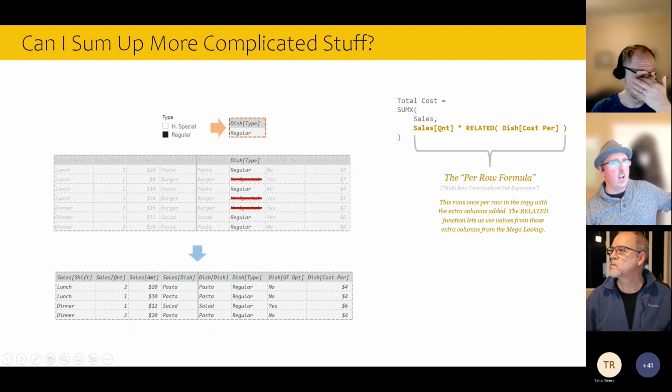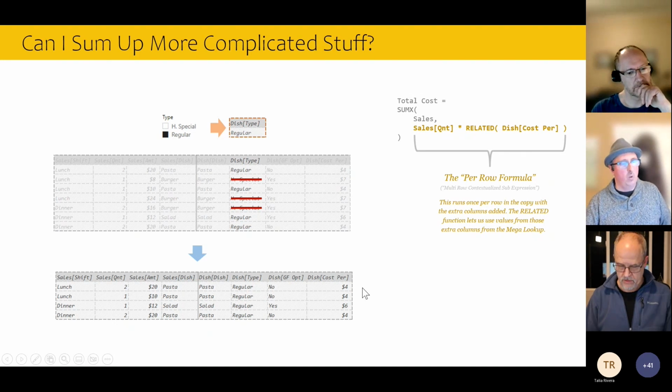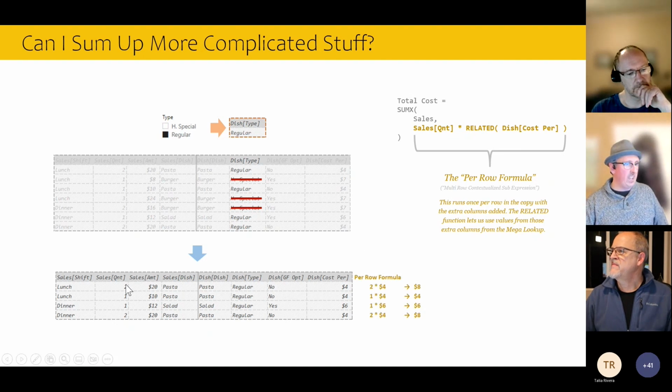Okay. So hey, I was saying before, with SUMX, it runs a per row formula. What does that mean? Well, this is a formula, and it's going to run once per row. So let's see what that looks like. Here we get our copy of it, and SUMX runs this formula for that row, that row, that row, and that row. And so here for the first row, it goes and gets the sale quantity, which is 2, and then it gets the cost per, but it gets it from these related columns. So if you want to sort of cross through this portion of the table and go over to those columns that we got from the mega lookup, that's what the RELATED function lets you do.